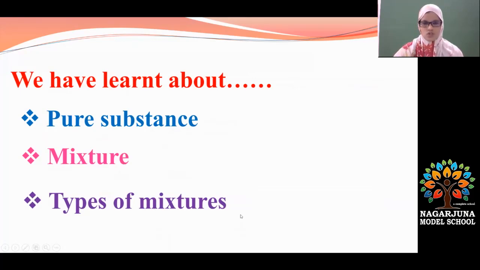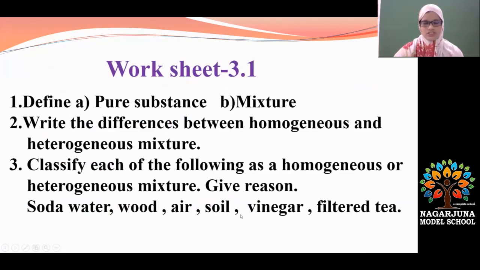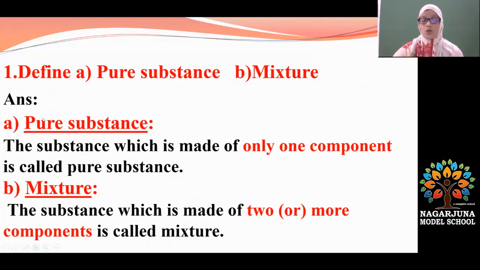Let's check the worksheet. This is our worksheet 3.1. Let's check its answers. Pure substance: the substance which is made up of only one component is called a pure substance. Mixture: the substance which is made up of two or more components is called a mixture.